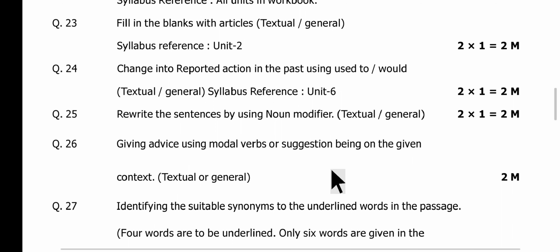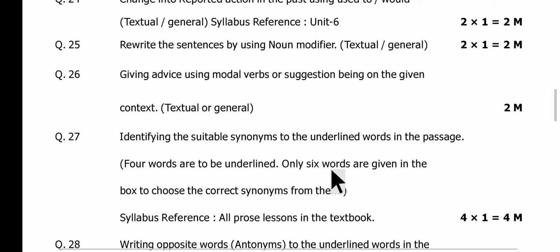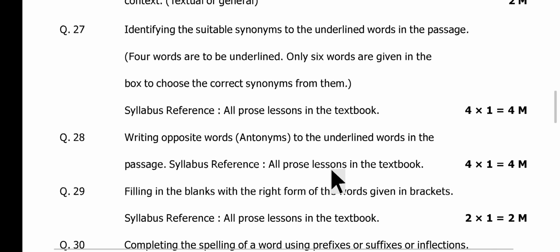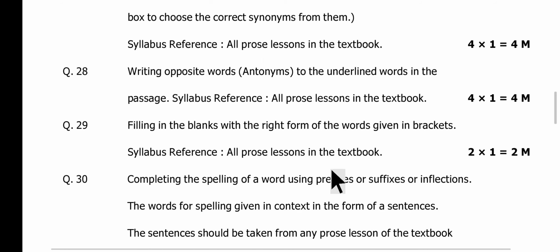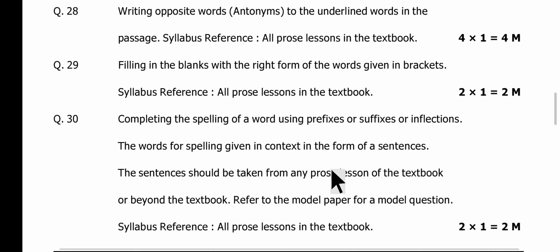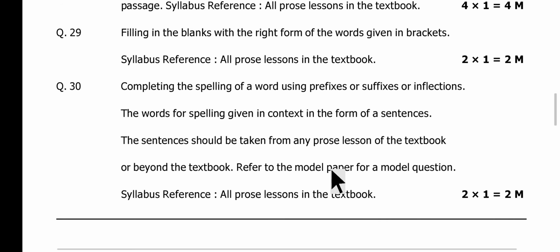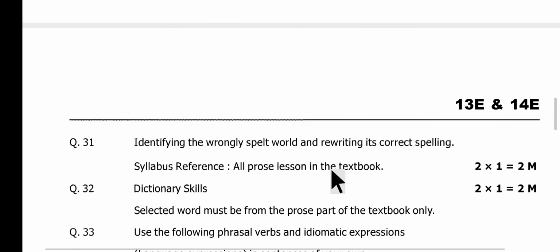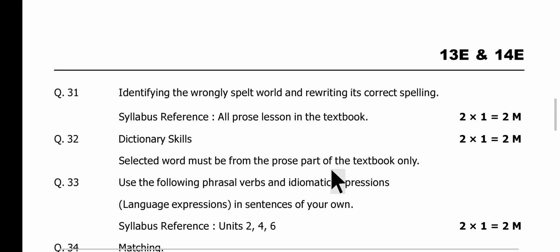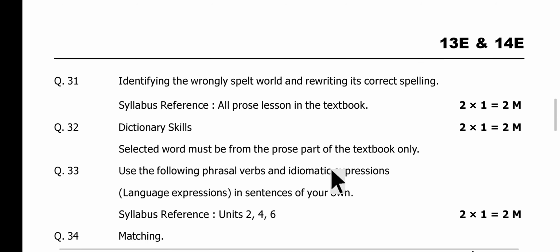We all know that. Question number 27, synonyms. Question number 28, antonyms, opposite words. 29, right form of the words, which is very easy. And question number 30 is spelling using prefixes and suffixes or inflections. So all prose lessons are the source of questioning. 31. Identifying the wrongly spelt word and correcting it.